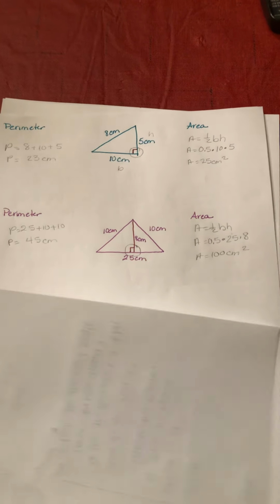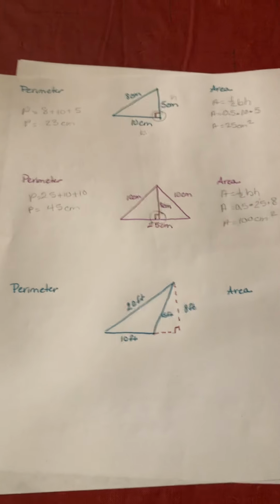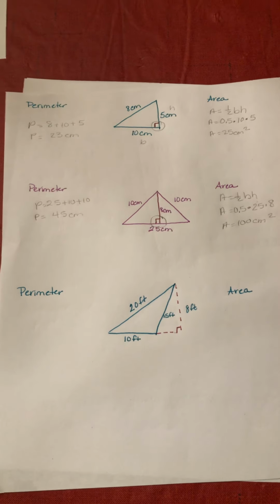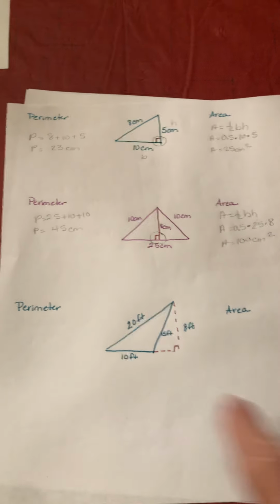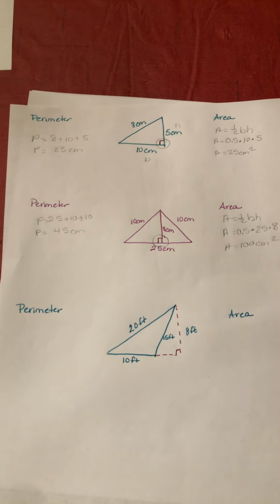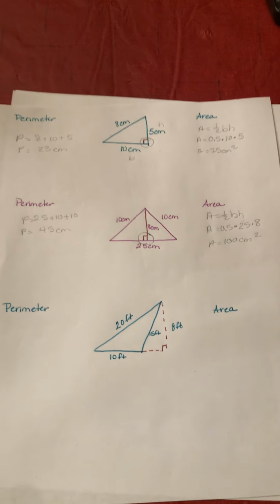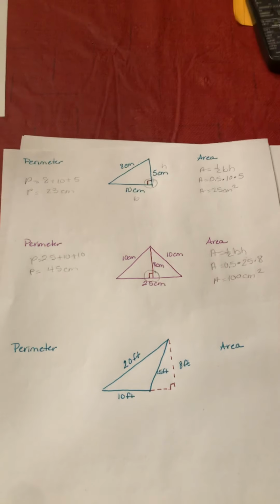Alrighty, our last example. Now this one's set up kind of different. But again, look for your perimeter. What lines make up the outside of our triangle? All right, so take a moment, test it out.